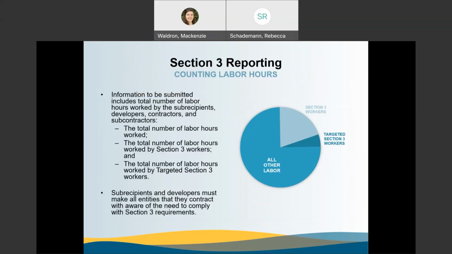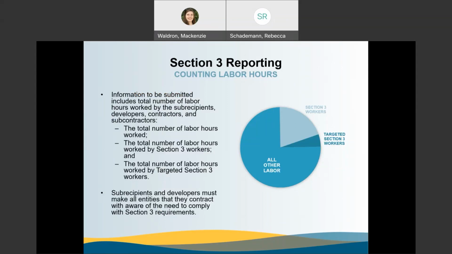Now moving to the meat of why we are here, specifically the Section 3 reporting. As we've seen so far, Section 3 requires tracking and reporting of labor hours. Labor hours must be tracked for persons who are working on an assisted project. Reporting of these labor hours must be submitted to DED as described within the agreement between the subrecipient or developer and DED, or in any associated instructional guidance.